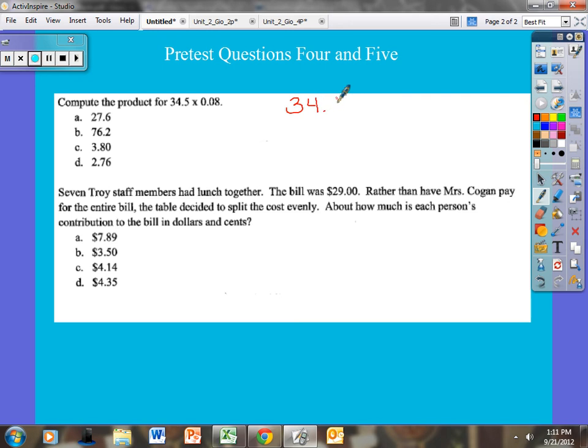Okay, remember, you did not use a calculator for this pretest. I wanted to see what you knew without a calculator, not what you knew with the calculator, because sometimes what that shows me is what the calculator knows. So I'm just going to multiply just like I would do.